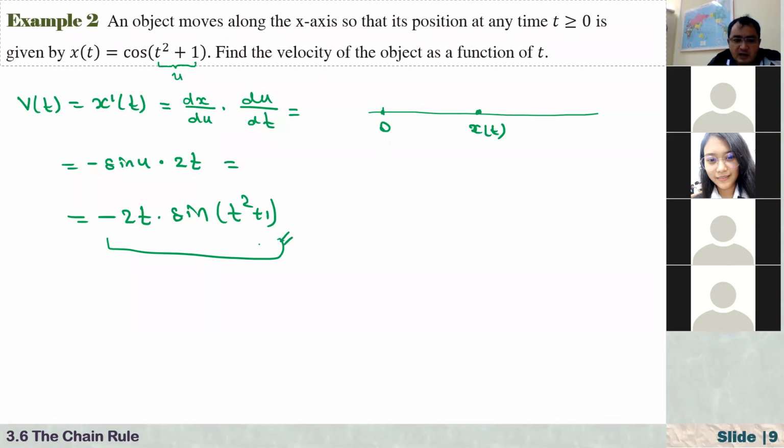At any time, we can calculate the velocity. Maybe somewhere it is faster, somewhere it is slower, right? Somehow it's just moving forward and backward, forward and backward.